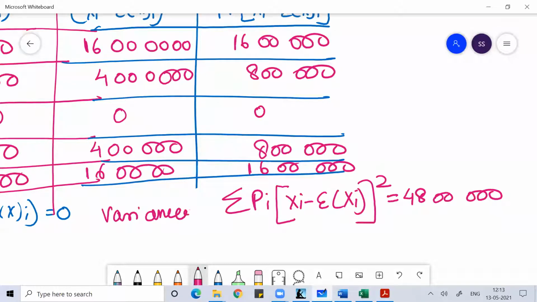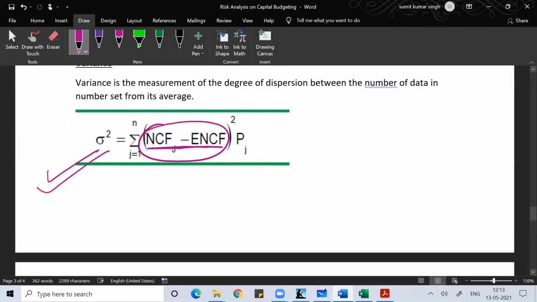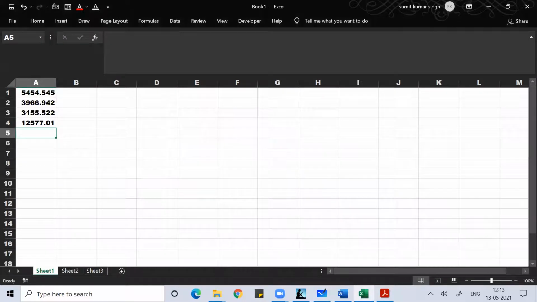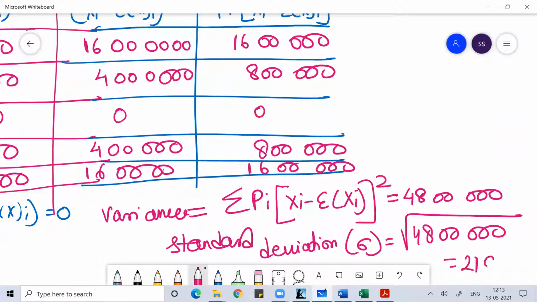If you want the standard deviation, it is the square root of the variance, which we call sigma. That is the square root of 48 and then 5 zeros. Find the square root of this: 2190.89. So you got the standard deviation.